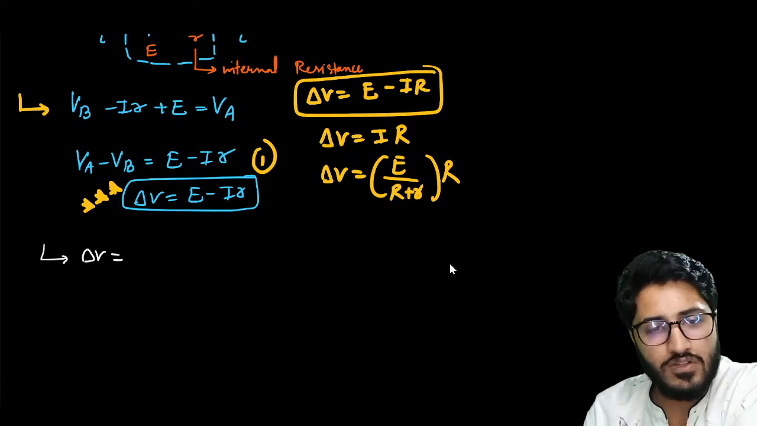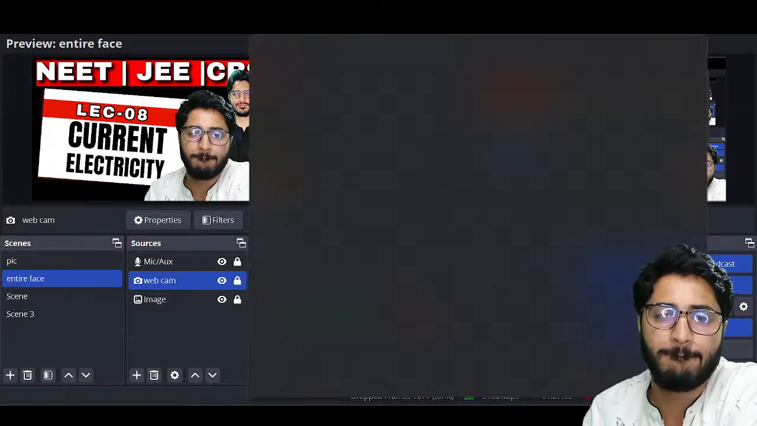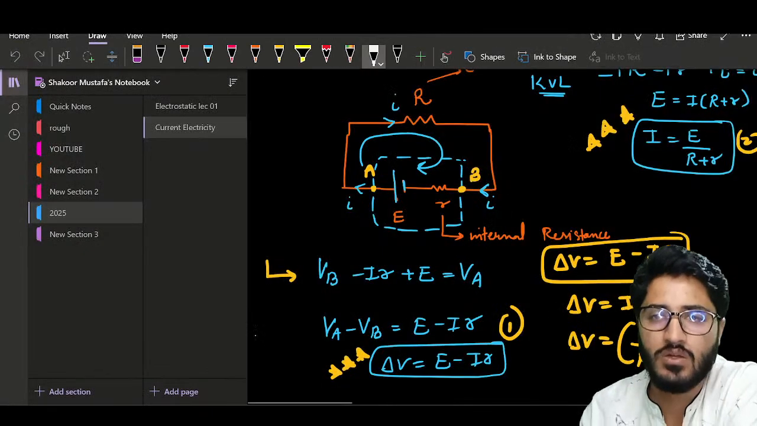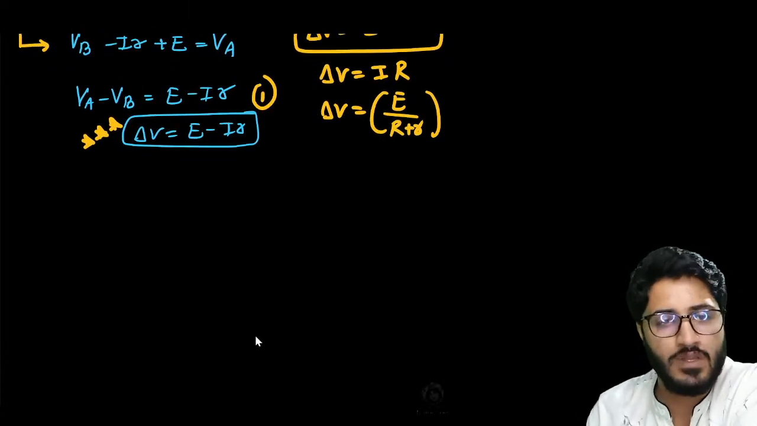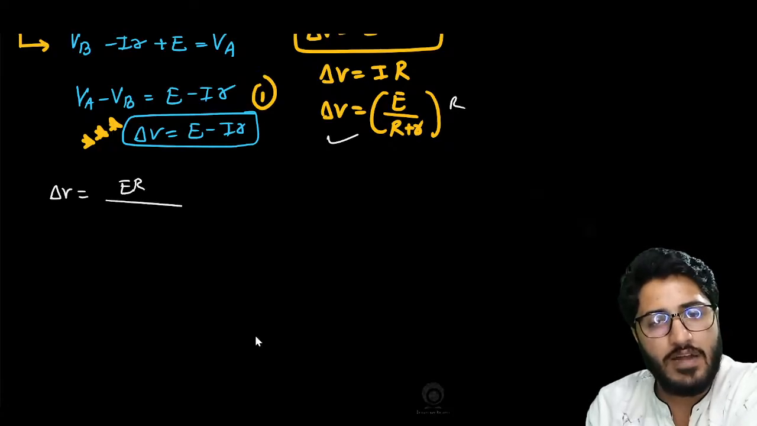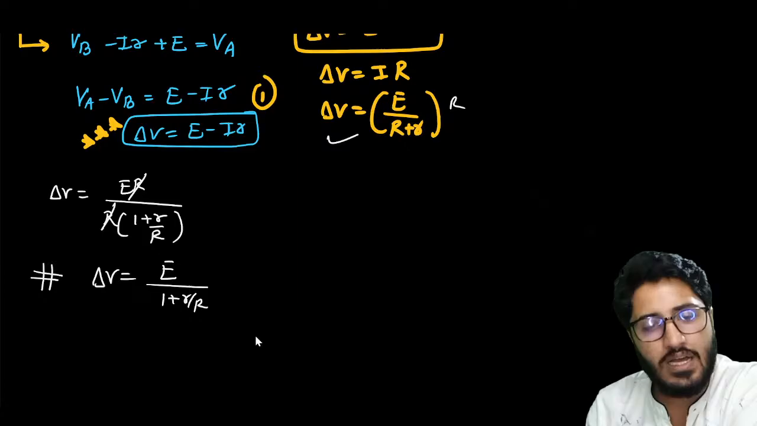So delta V equals ER. I will take R common. So I will take this one now. Delta V will be E times R divided by, taking R common, 1 plus r by R. R cancels out. So my major equation is delta V equals E divided by 1 plus r by R.